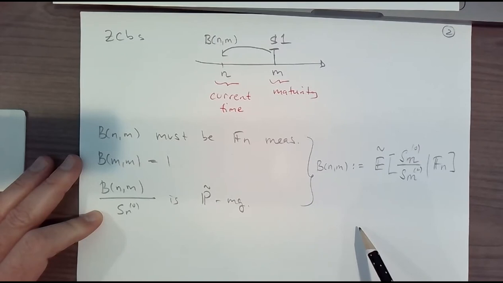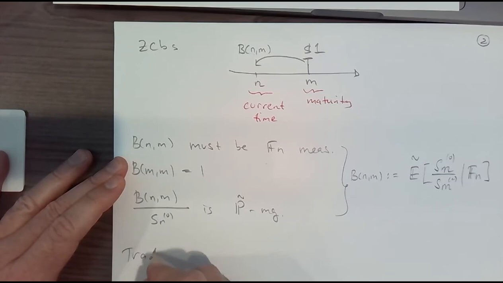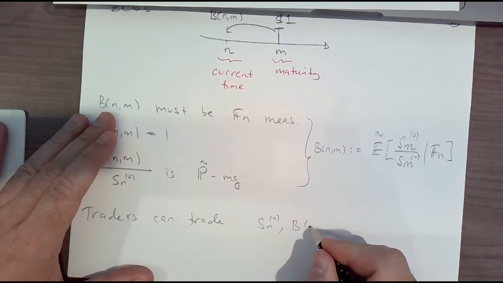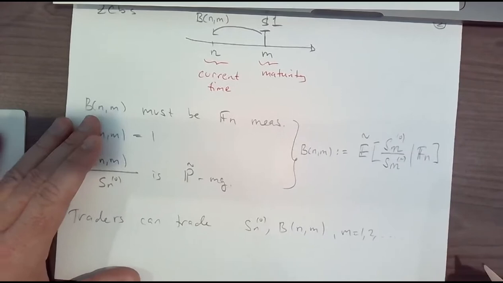So traders can trade. You can trade the bank. You can trade the zero coupon bond with all kinds of expiries, so S_n^M for M equals 1, 2, and so on. So you can trade all these securities.